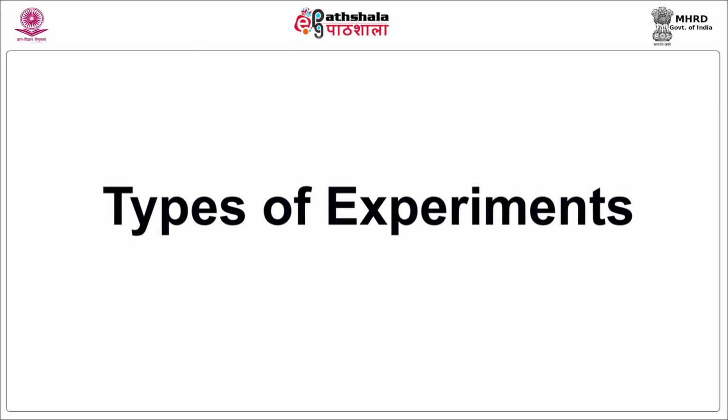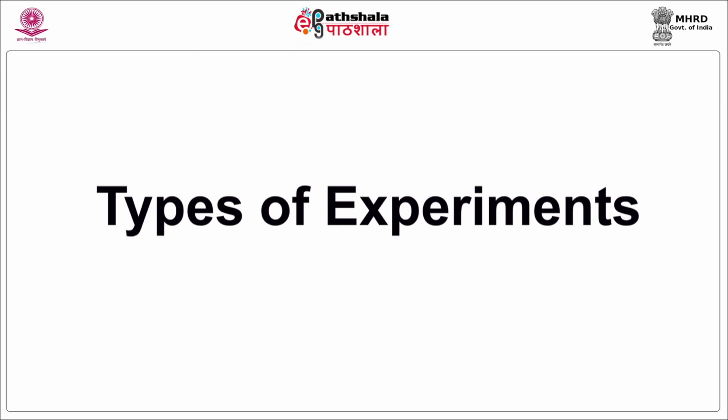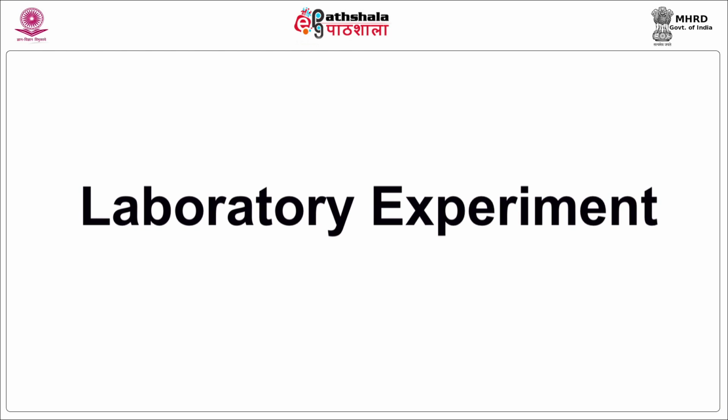Types of experiments. Experiments can be divided into two types: laboratory experiment and field experiment. Laboratory experiments are conducted in a maximum controlled environment. The outcome is measured after manipulating an independent variable in a controlled setting. The extraneous variables can be controlled to limit their effect on the dependent variable.